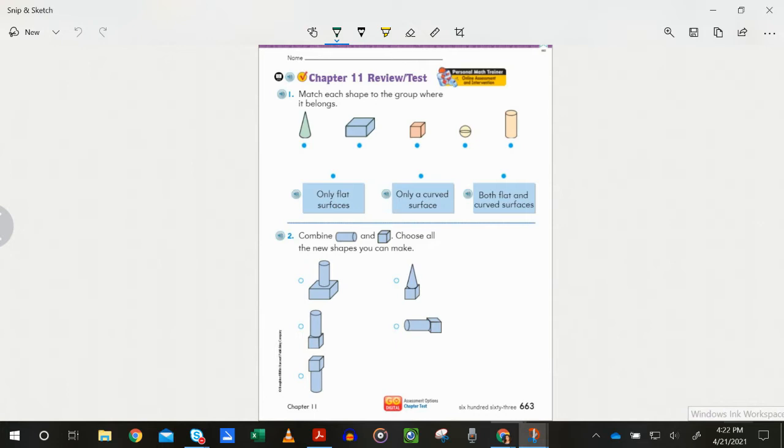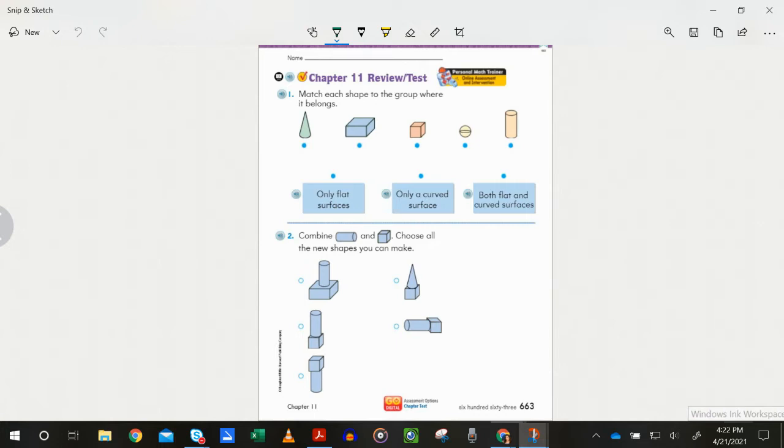Okay. And on number 2, they want you to combine this cylinder and cube and choose all the new shapes you can make with this cylinder and this cube. You're going to choose all the ones you can make. Fill in the bubbles. When you're ready, you can switch to a crayon. Remember, you can pause anytime if you need more thinking time.